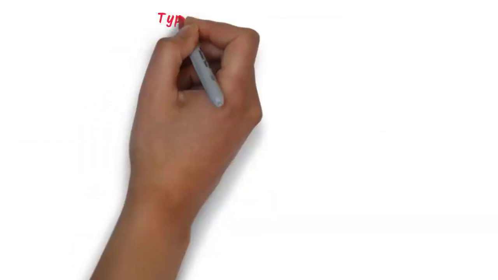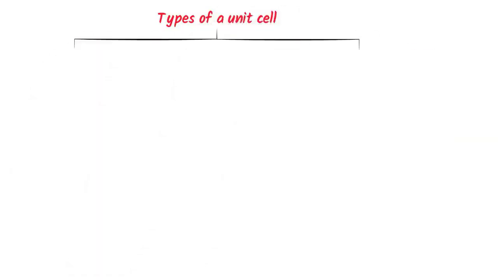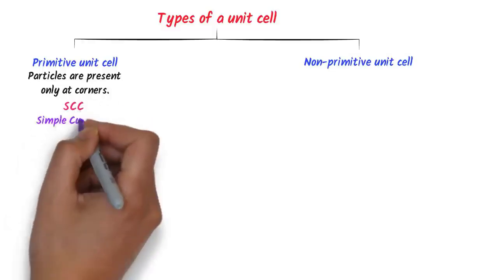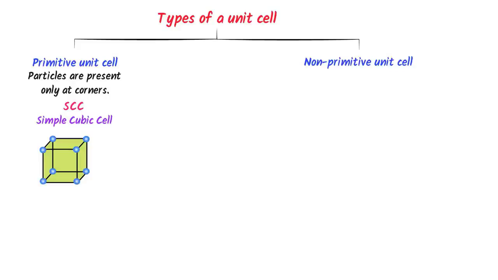Now let me teach you the types of unit cell. Mainly, there are two types of unit cell, primitive unit cell and non-primitive unit cell. In primitive cell, particles are present only at corners. For example, consider SCC or simple cubic cell. In this unit cell, we can see that all particles are present only at different corners.